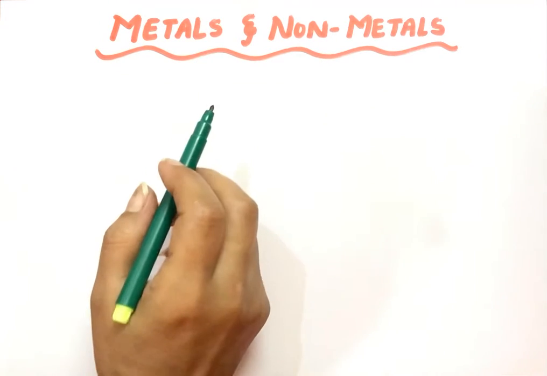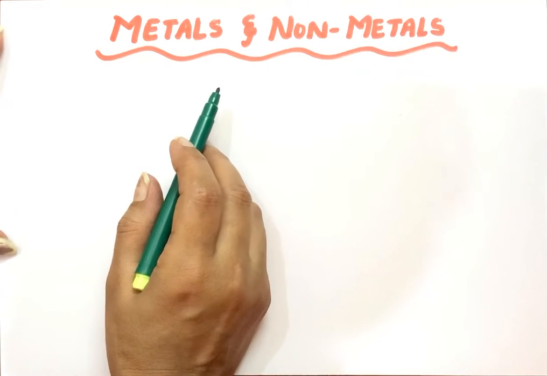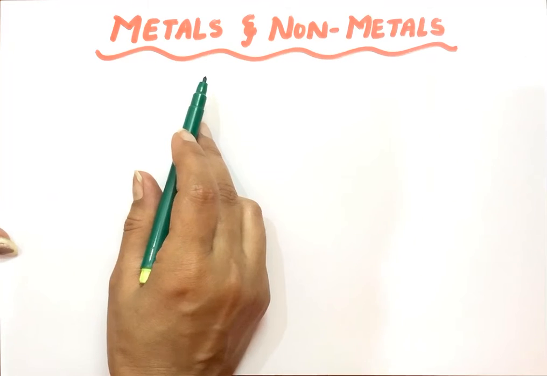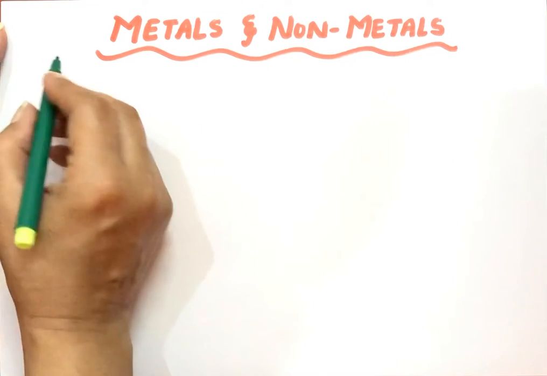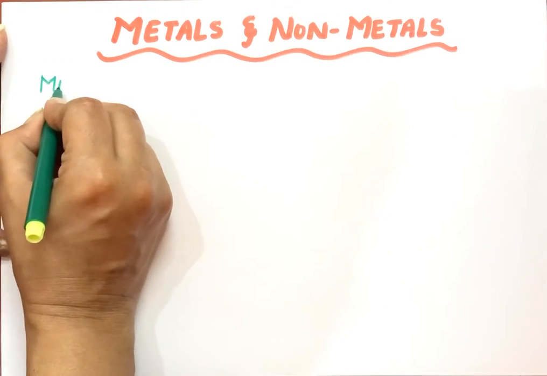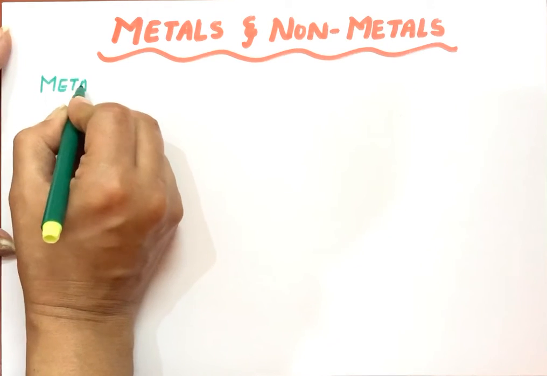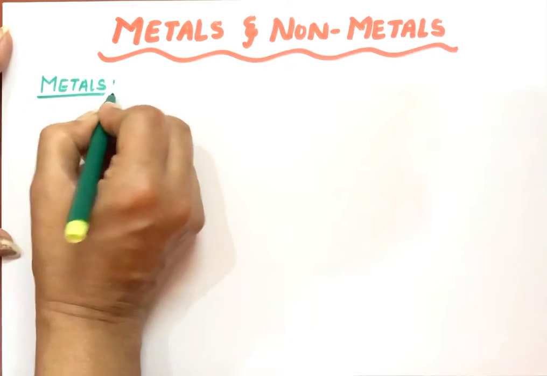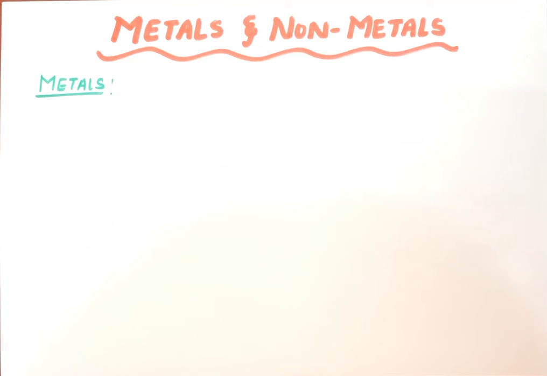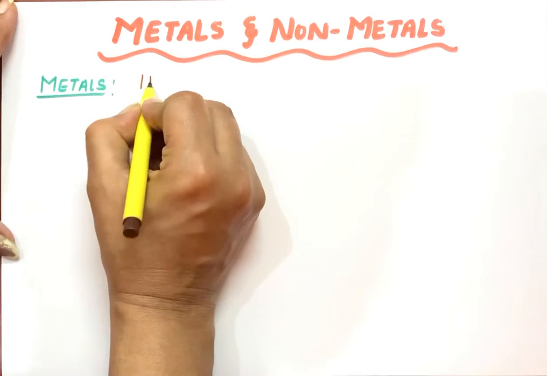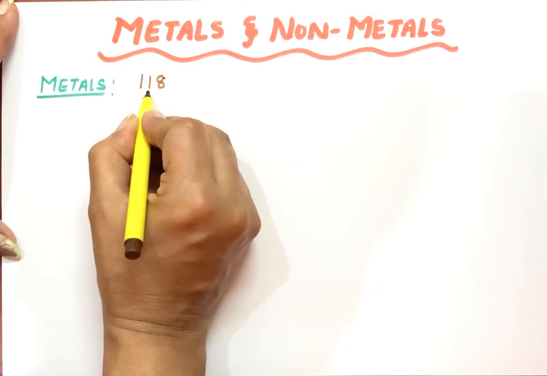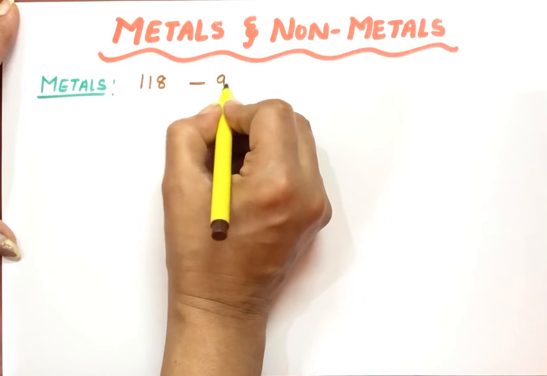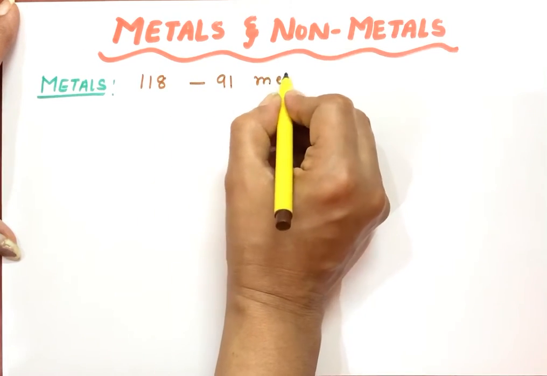We are starting with the next chapter in class 10th chemistry, that is metals and non-metals. So first of all, we study what are metals. How many elements do we know? Approximately we know 118 elements, and out of these, approximately 91 are metals.